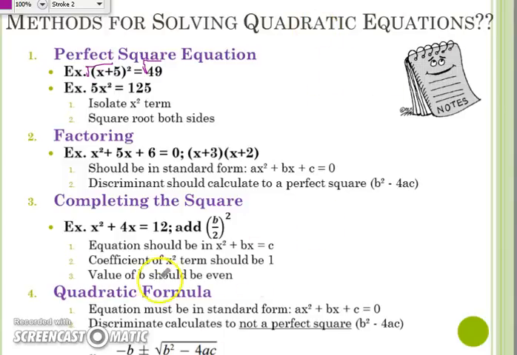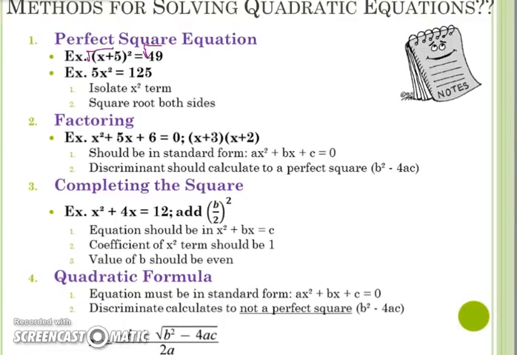My window doesn't go down far enough, but here we've got the quadratic formula. Oh, there we go. The quadratic formula, so x equals negative b plus or minus the square root of b squared minus 4ac all over 2a. So make sure you've got the quadratic formula in your notes.